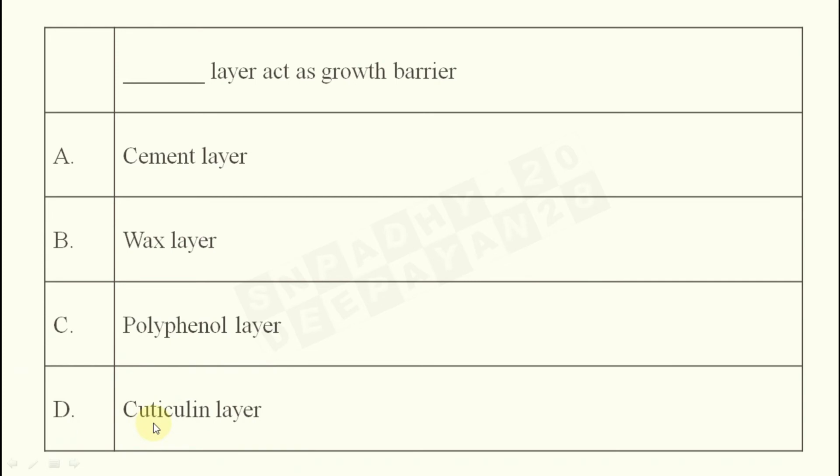So here one more question I want to add. Which layer is formed at the end of the molting process? The answer will be cement layer. Then which layer is formed during the molting process at the beginning? That is your cuticulin layer. So this layer acts as what? Your growth barrier. Which layer? Option D, cuticulin layer.